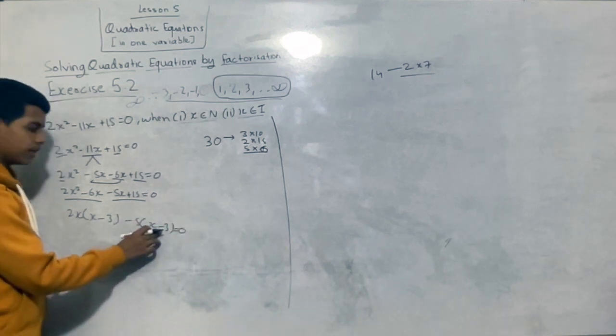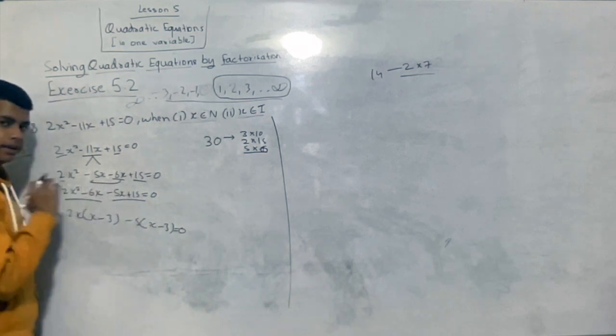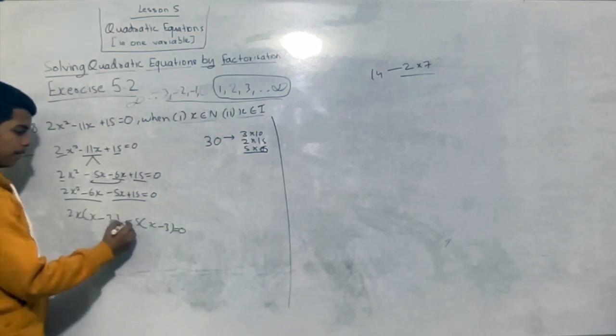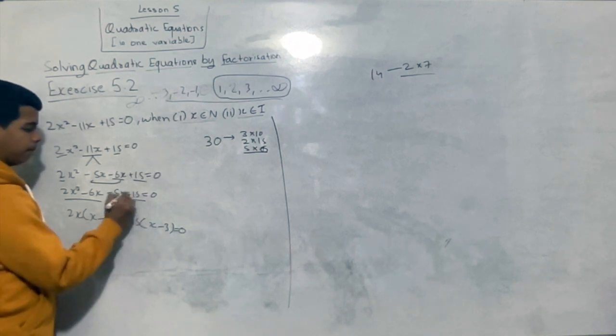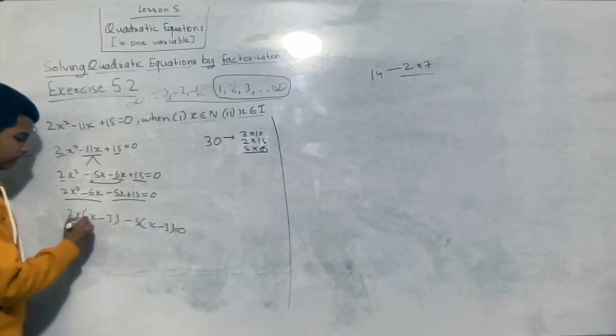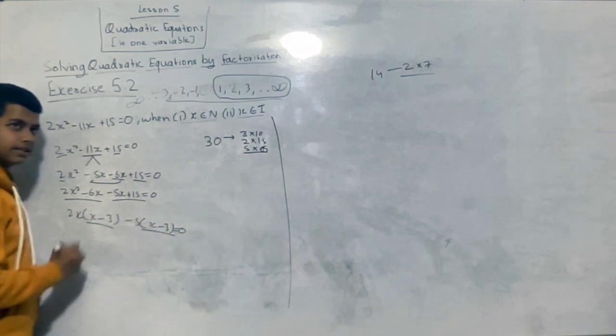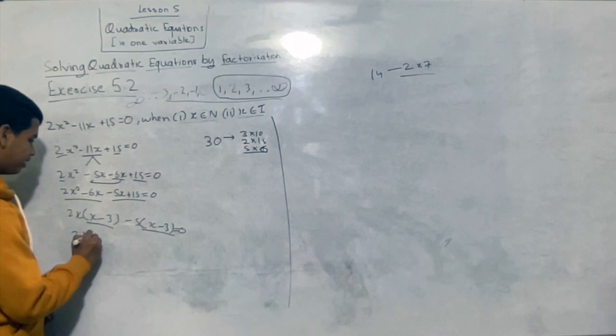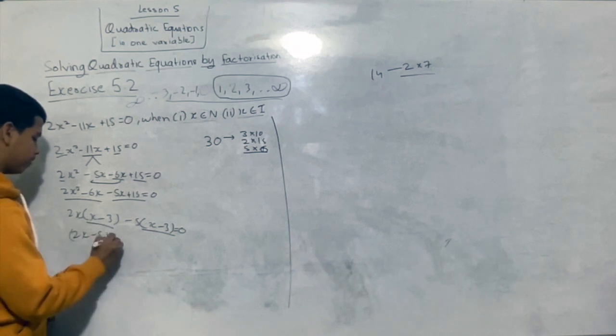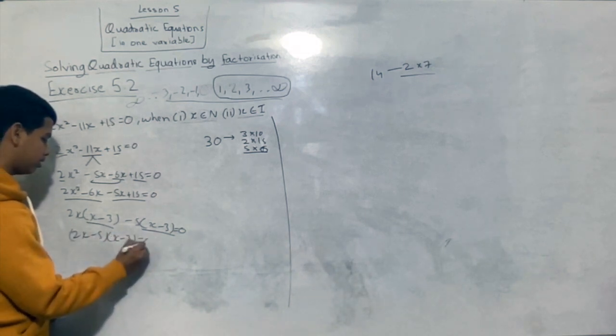Now why minus here? Because when I take minus from plus, it becomes minus. So when I multiply minus 5 with minus 3, I get plus 15. Here as you can see, the numbers in the brackets are same, x minus 3 and x minus 3. So I can just write 2x minus 5 times x minus 3 is equals to 0.